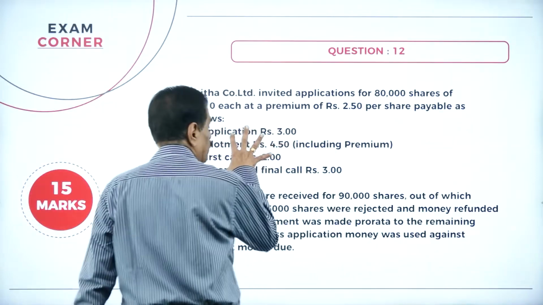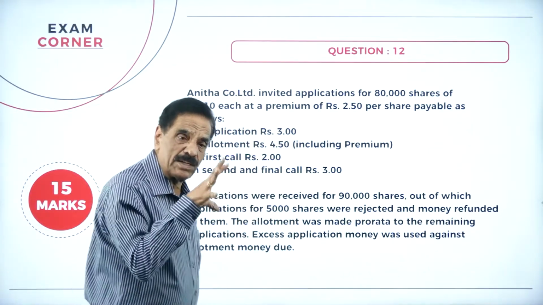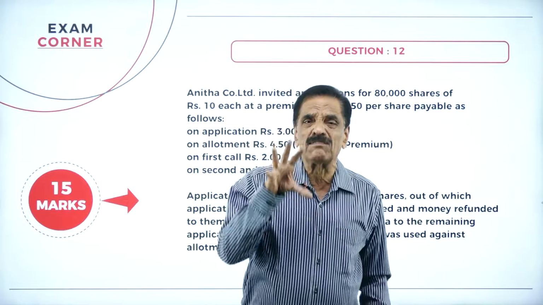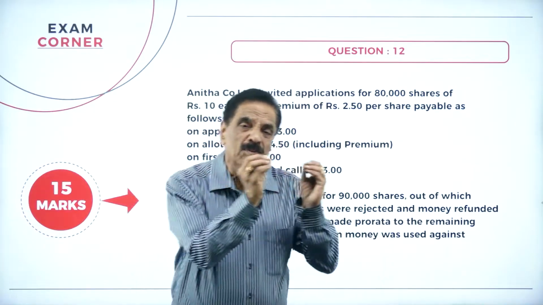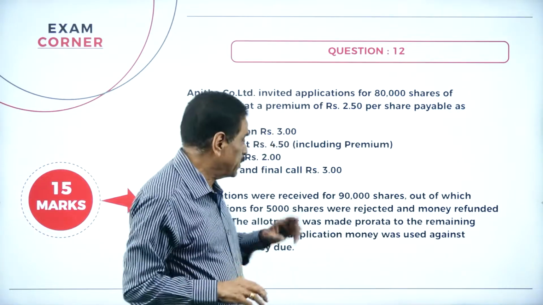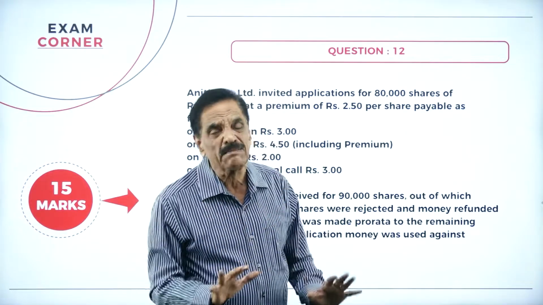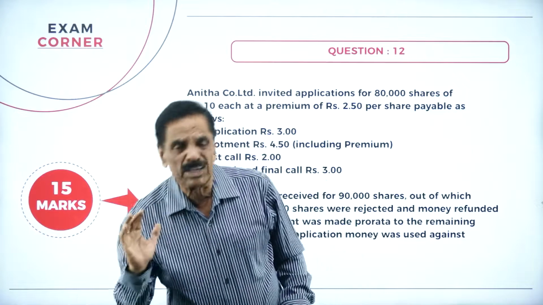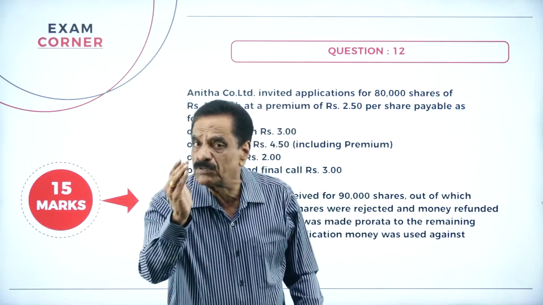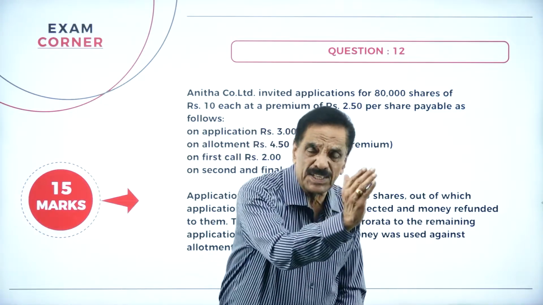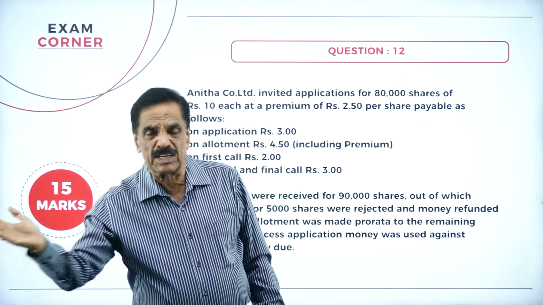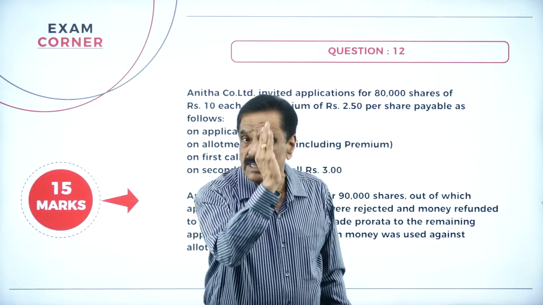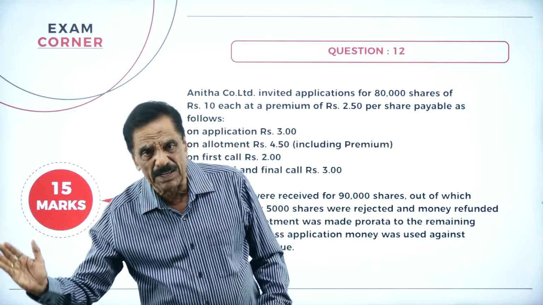This is the issue of shares of a joint stock company. Before going to the journal entries, I will give a little hint, because they want you to pass the journal entries here. So we'll go very slowly. In a joint stock company, we have 2 types of shares: one is the equity share, another is the preference share.